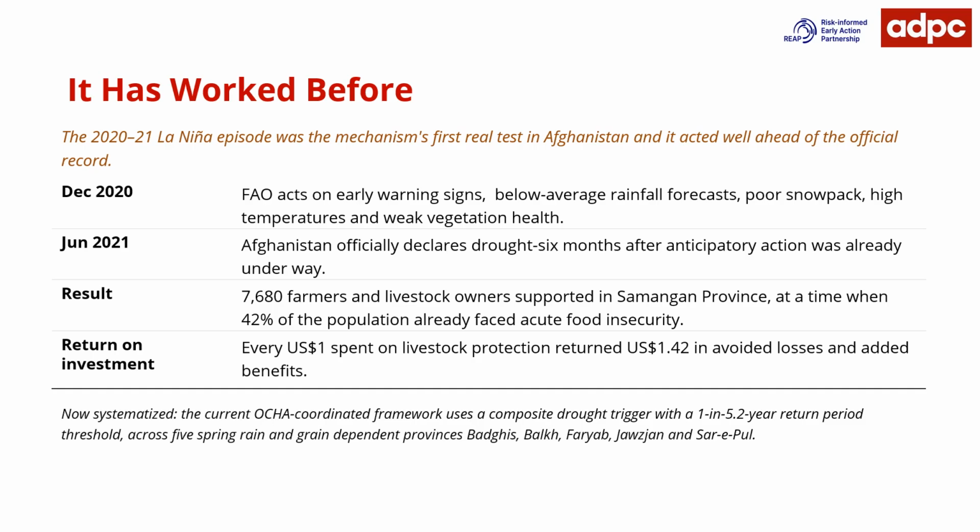This approach is now systematized. The current OCHA coordinated framework uses a composite drought trigger with a 1-in-5.2-year return period threshold, across 5 spring rain and grain-dependent provinces: Badghis, Balkh, Faryab, Jawzjan, and Sar-e Pul.